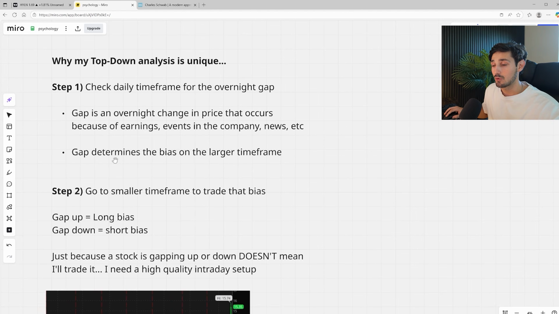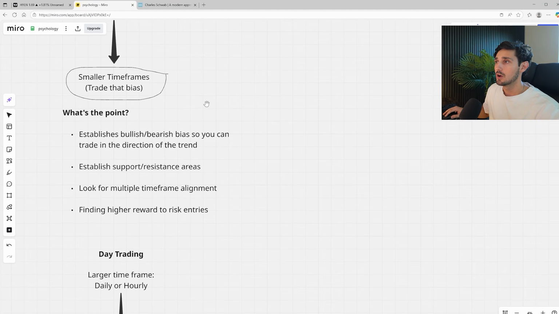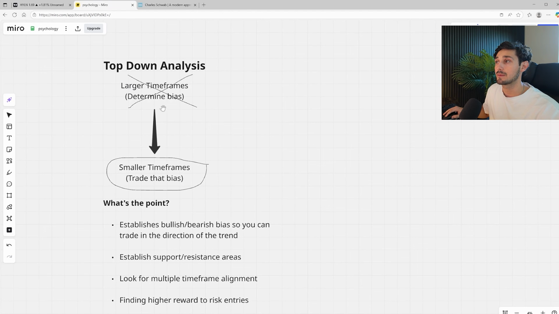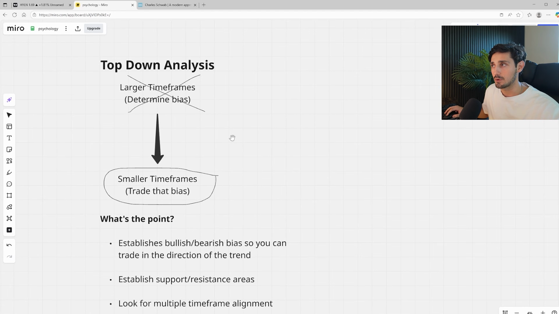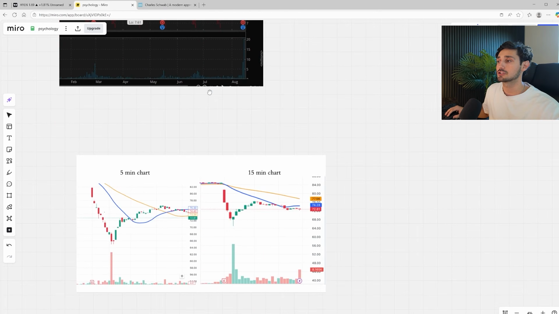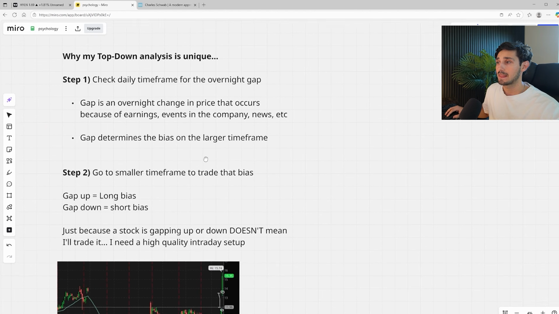And that gap, right, that difference in price on the daily time frame is what gives me the bias to potentially day trade it. Because remember, in the beginning of this video, we talked about that we look at the larger time frames first to develop a bias. And from there, we go to the smaller time frames to actually trade that bias. And that's exactly what gaps do for me. They help me determine that bias on the larger time frame. In this case, it's the daily chart. And from there, we go to the smaller time frames to actually trade that bias.